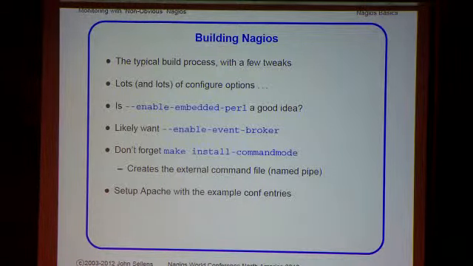So my religion says don't embed Perl in Nagios. It just makes things behave weirdly. If you look in the documentation, it mentions there are certain things you can do in a Perl script that work normally but will not work with the embedded Perl. So my religion is just avoid the embedded Perl.